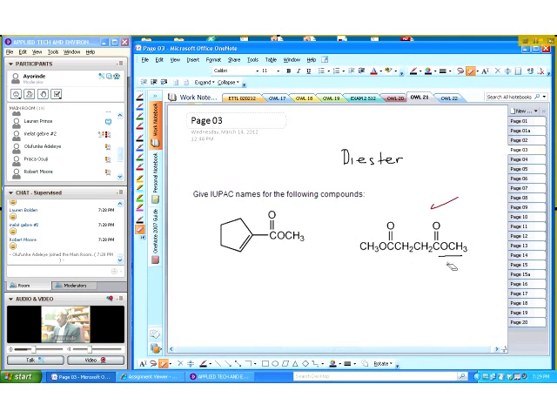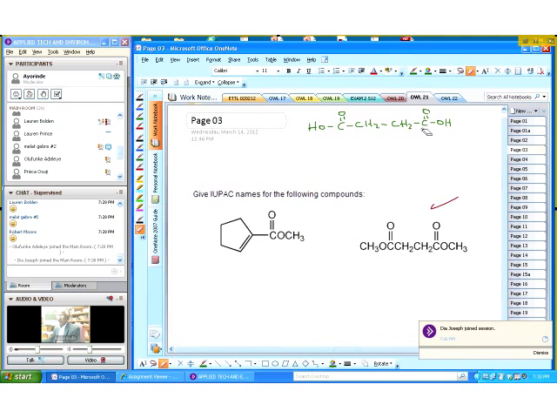Okay? So now what do we do? We are going to name this based on the corresponding carboxylic acid, and the corresponding carboxylic acid will be this here, and this here. Now, supposing I ask you to name this carboxylic acid, what would be the name of this carboxylic acid? I'll give you a hint. You look for the longest carbon chain that contains both of the carboxyl groups. So what is the longest carbon chain that contains both of these carboxyl groups? How many carbons do we have here?